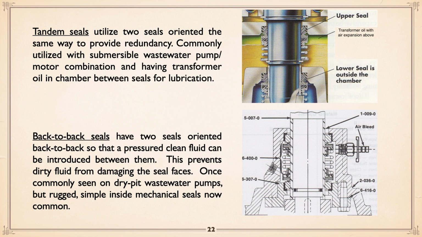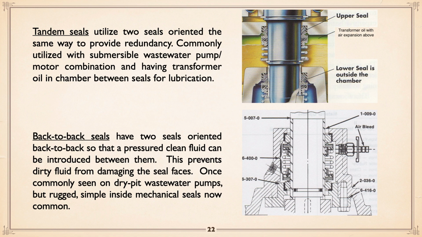At one time, back-to-back, particularly on dry pit pumps, which you'll get into later, back-to-back seals have two seals oriented back-to-back, so the pressure in between is pushing both of them. It has the advantage that the seals are operating in the flushing fluid, the fluid in between, so the springs aren't actually where there is any raw sewage.